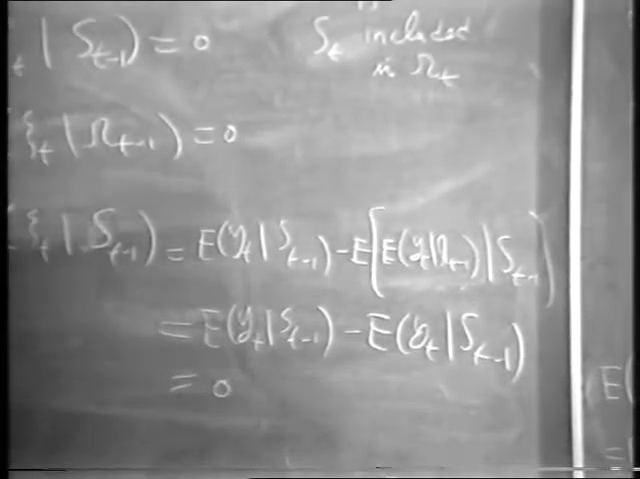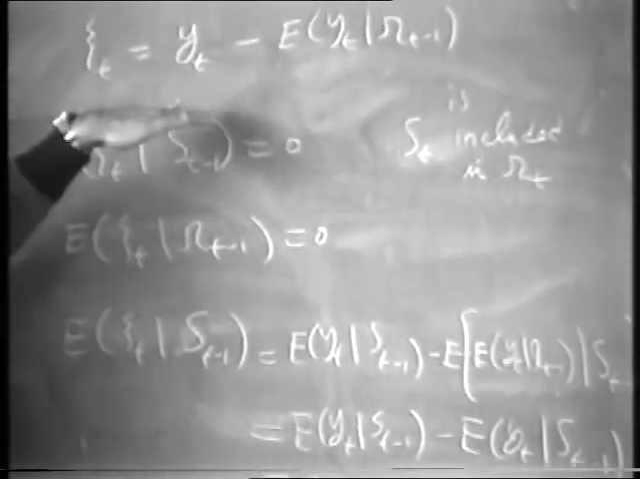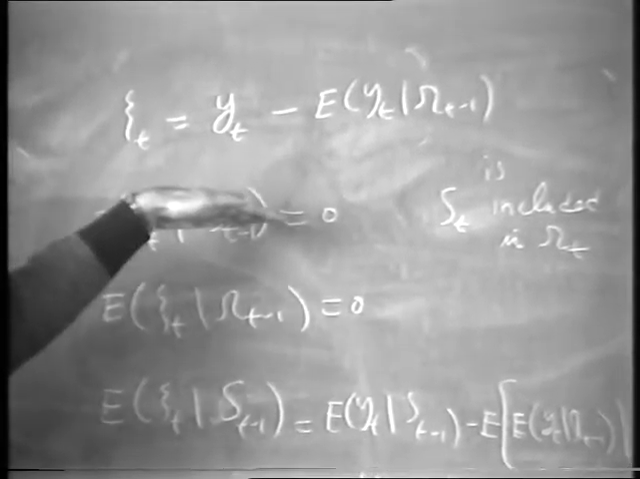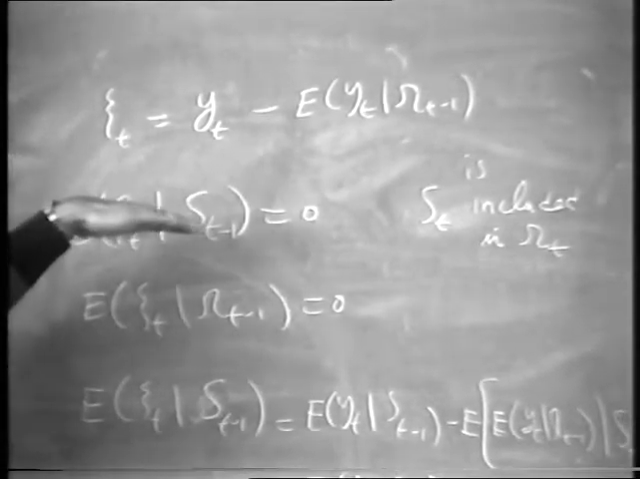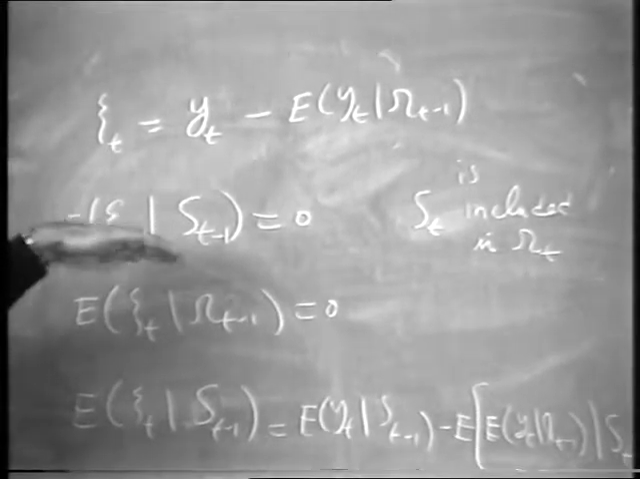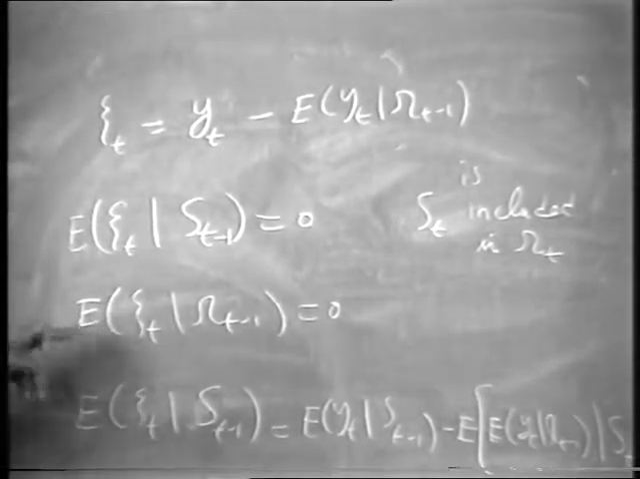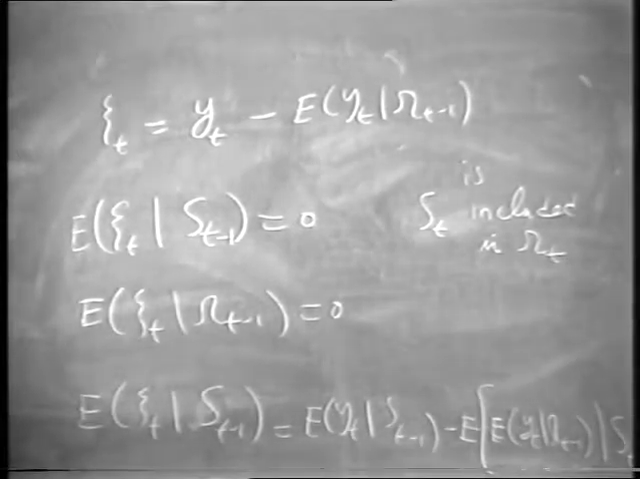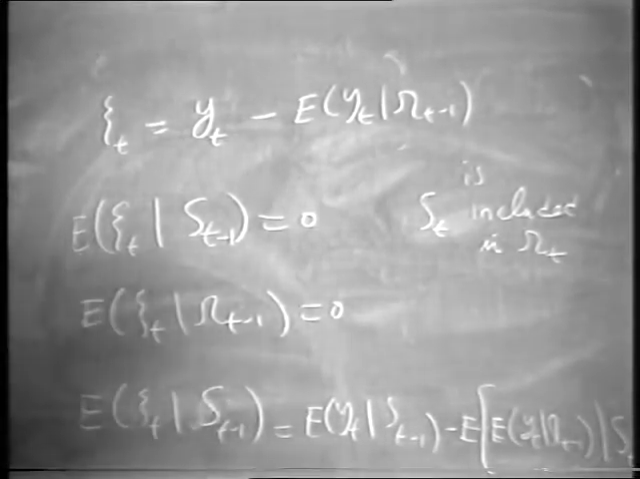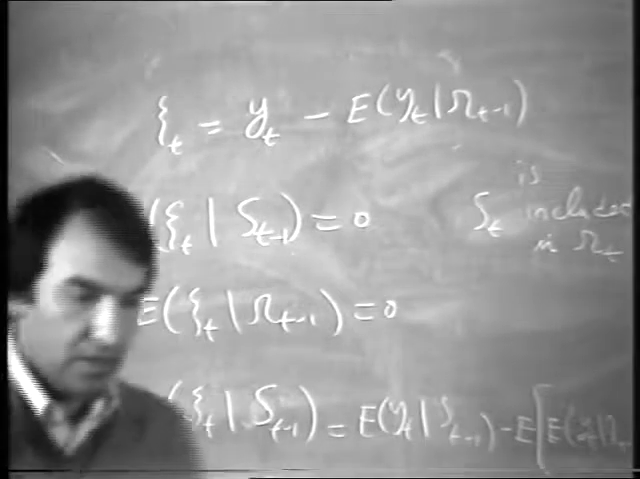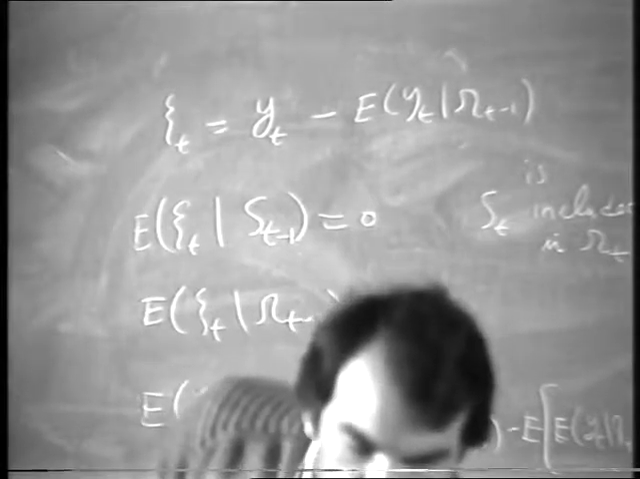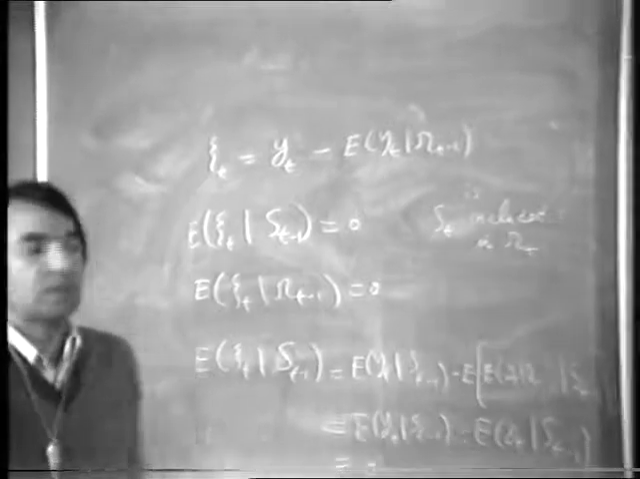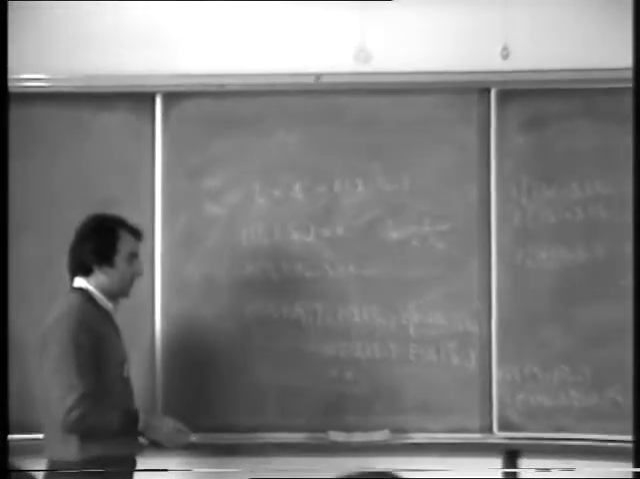Now, again, when we come to talk about the testing of the efficiency of the market hypothesis and various other hypotheses concerning rational expectation, this property plays a very crucial role. In fact, it is this property together with the property of serial correlation which has often been used in order to test the rational expectation hypothesis in general.